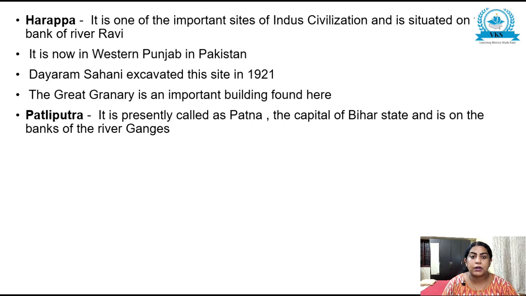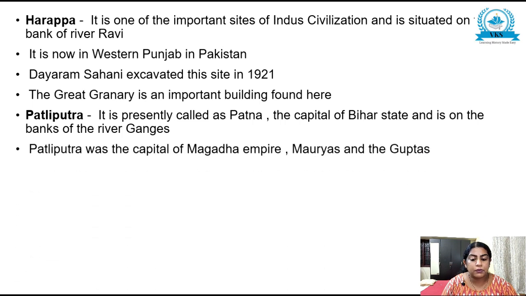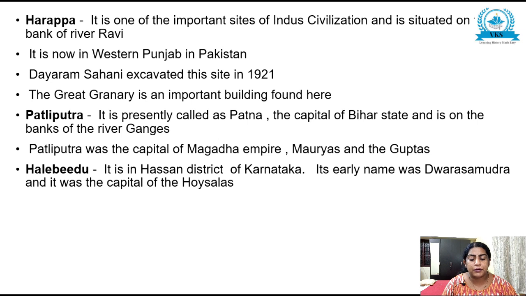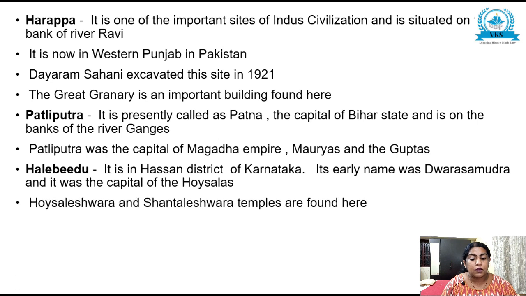The next place, Patliputra, is presently called Patna, the capital of Bihar state, and is on the banks of river Ganges. Patliputra was the capital of the Magadha Empire, the Mauryas and the Guptas. Next place, Halebeedu. It is in Hassan district of Karnataka. Its early name was Dwarasamudra and it was the capital of the Hoysalas. Hoysaleshwara and Shantaleshwara temples are found in Halebeedu.